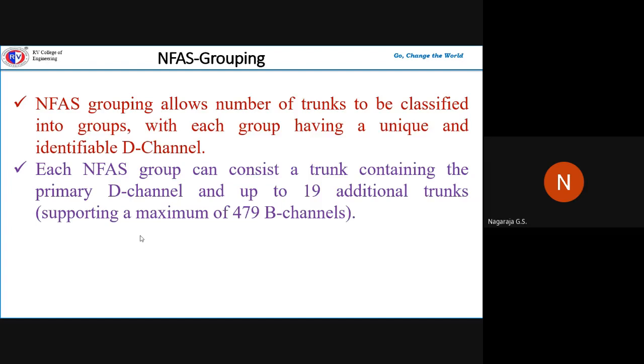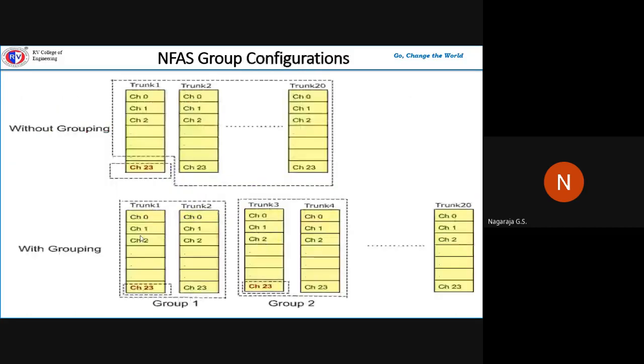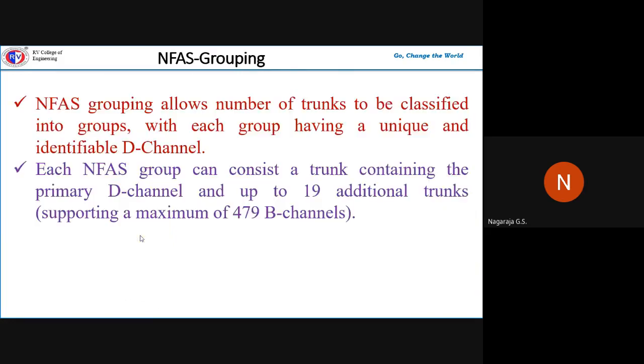NFAS grouping allows a number of trunks to be classified into groups, with each group having a unique identifiable channel. Each NFAS group can consist of a trunk containing a primary D channel, and up to 19 additional trunks. I think you have understood the combination of these channels from my earlier presentations. Ultimately, you can observe the NFAS group configurations.